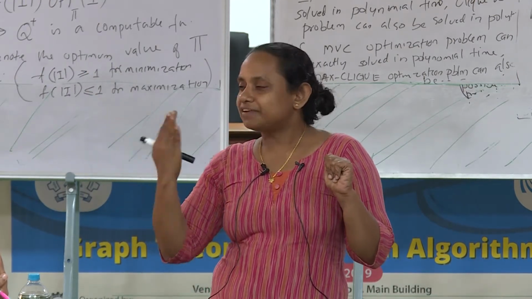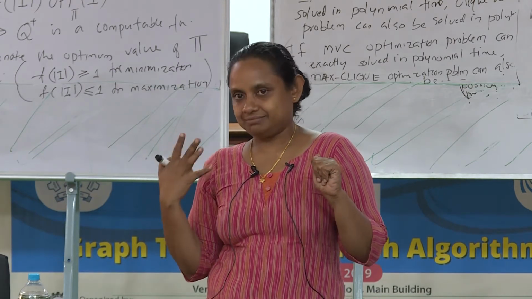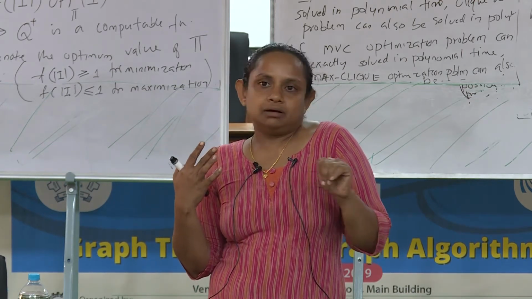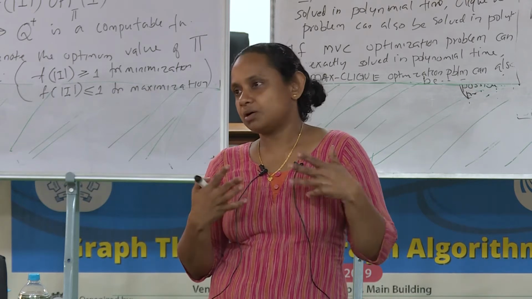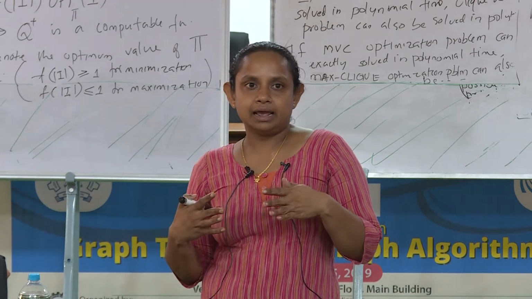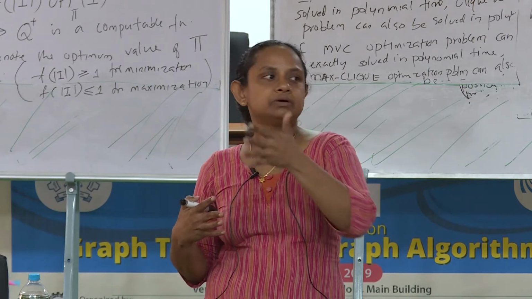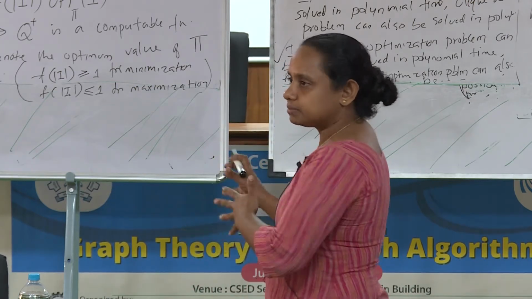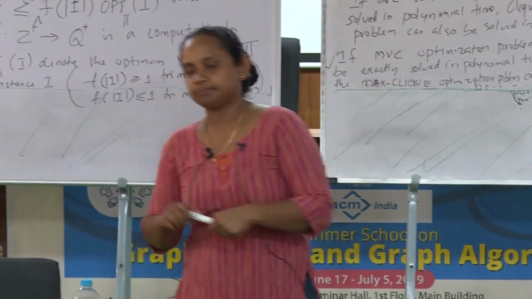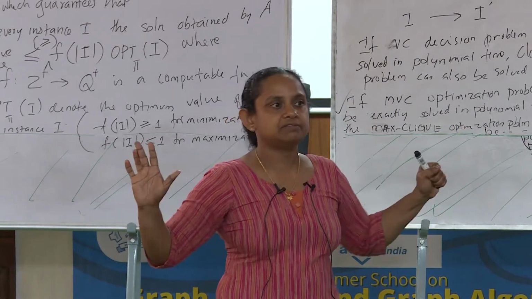One is two factor, which is something very good, right? Assuming it cannot be solved exactly, two factor is good. But root n factor is something which is already bad, and even that is not possible. Anything better than n to the 1 minus epsilon is not possible, with some assumptions, unless say P equal to NP, or some other such assumptions. So with respect to approximability, these problems are very different.